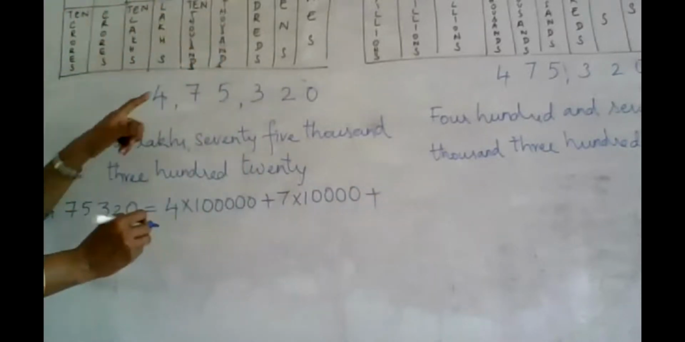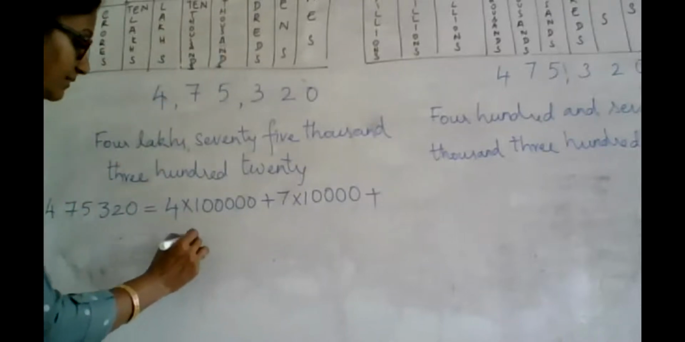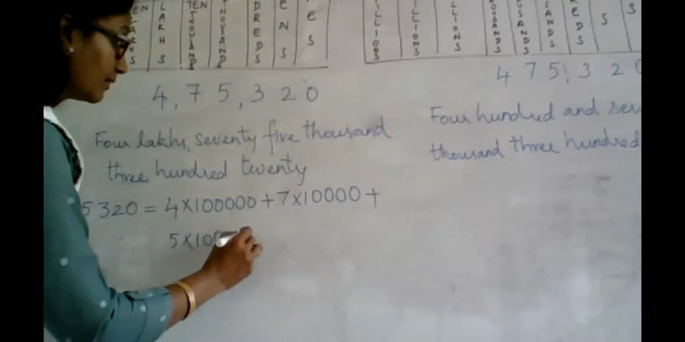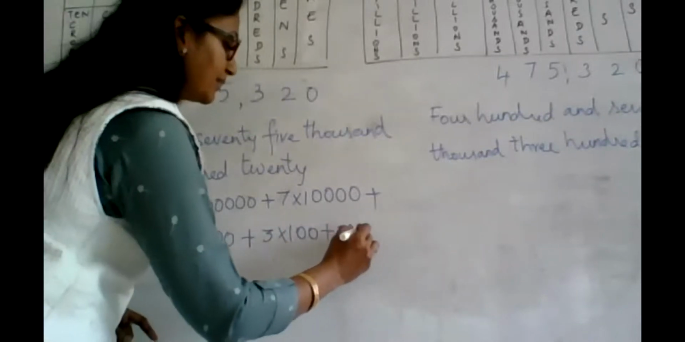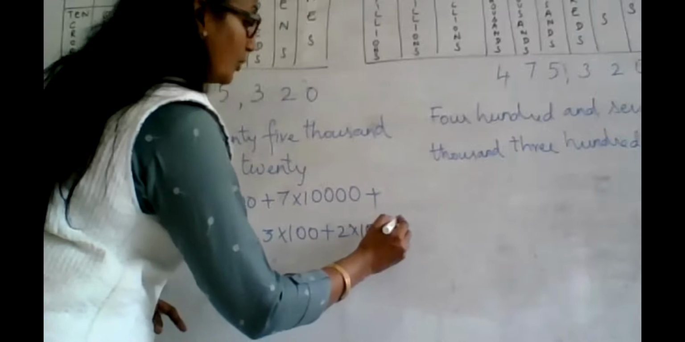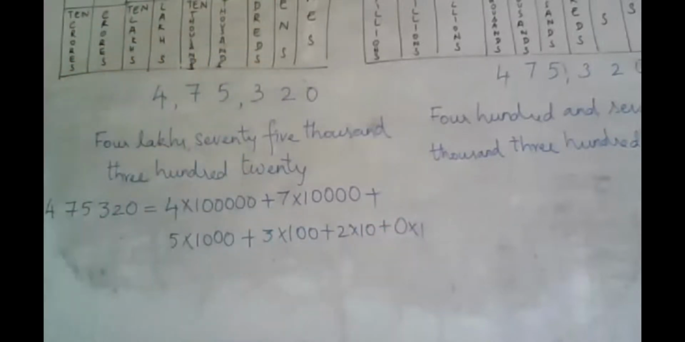Then plus, you will have 5 in the thousands place. Then you have 3 in the hundreds place. Then 2 in the tens place. And then 0 in the ones place. So this is how you write this in the expanded form when it is in the Indian system.